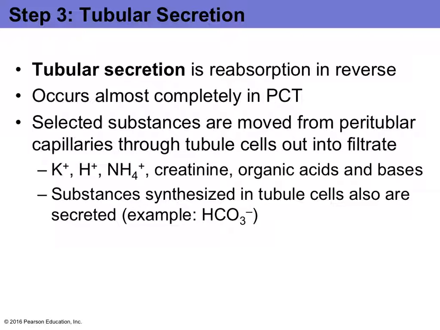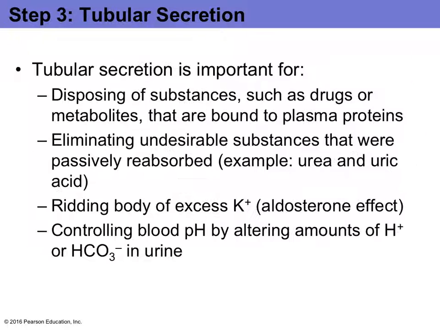Some of the substances that get secreted would be ions like potassium, hydrogen ion, the ammonium ion, some acids and bases, the bicarbonate ion, and some drugs and drug metabolites, things of that nature. So some of these things would have been reabsorbed from the filtrate and then secreted back into the filtrate. But it's the kidney's way of fine-tuning the chemical content of the urine that's being formed.